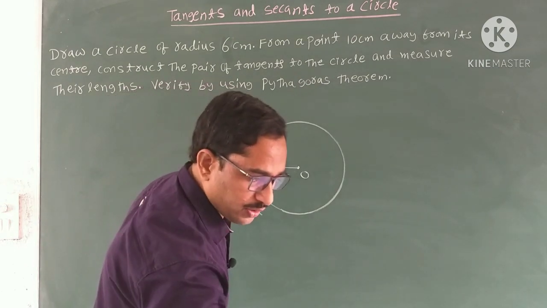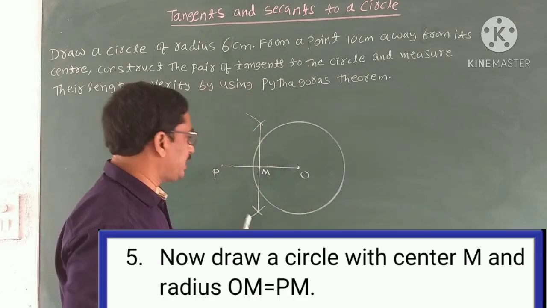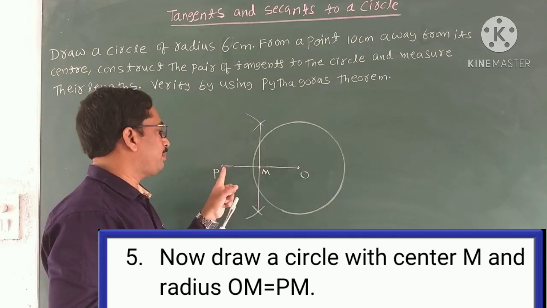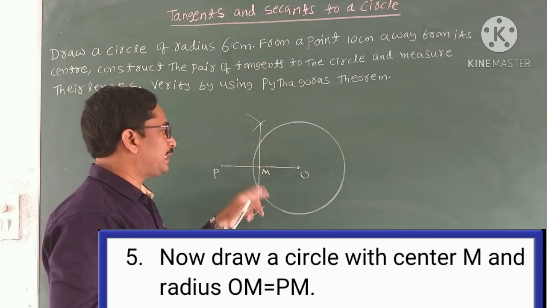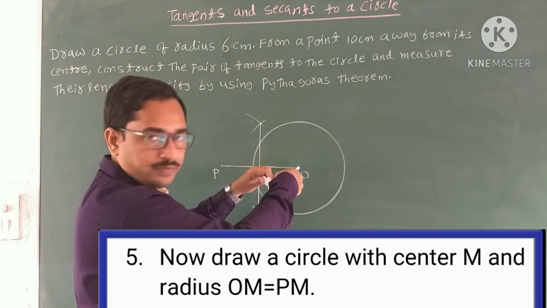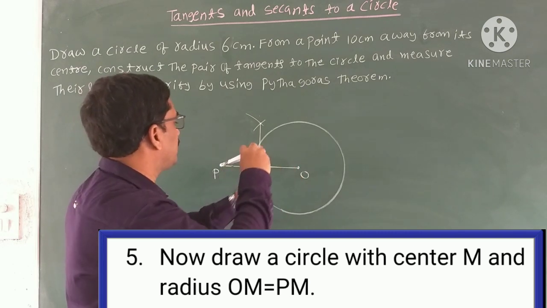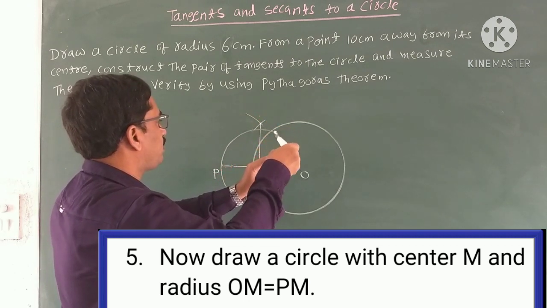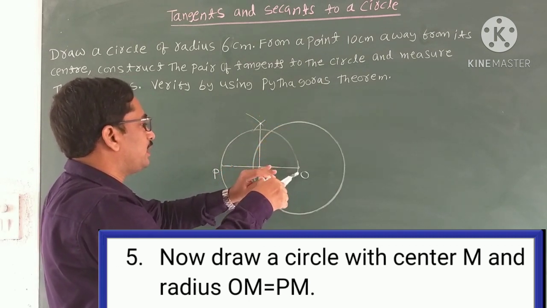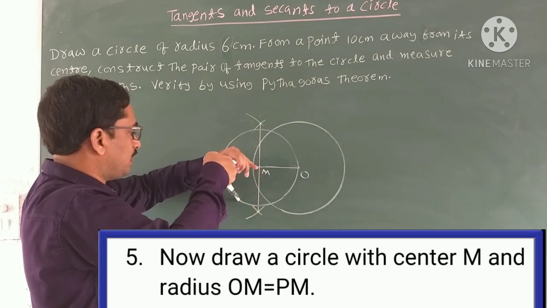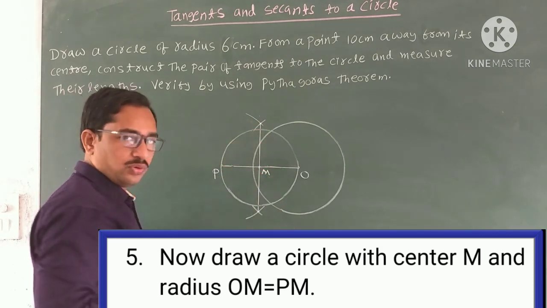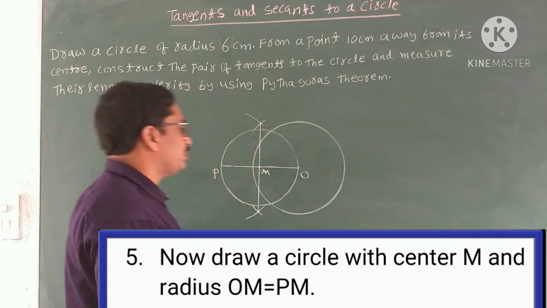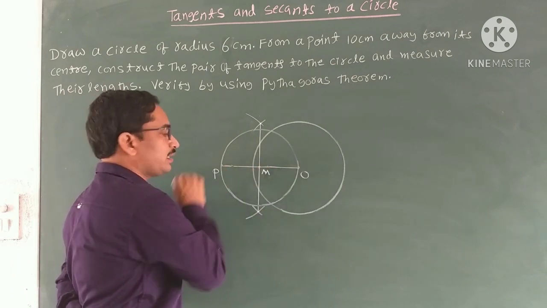Next, we have to draw a circle with the center M and radius either OM or PM, because both are equal, as it is a perpendicular bisector. Now with the center M, draw a circle, and observe the circle must pass through the points O and P, because the radius is either PM or OM. So, this is the circle drawn with the center M.